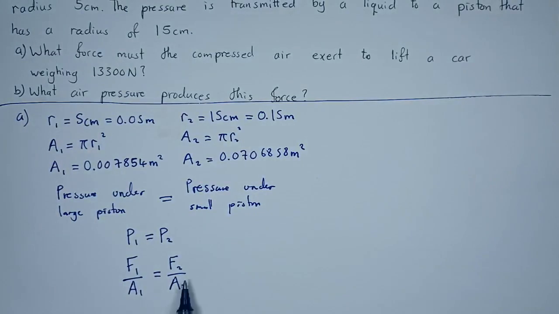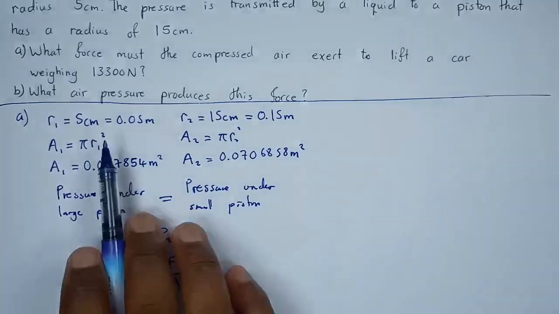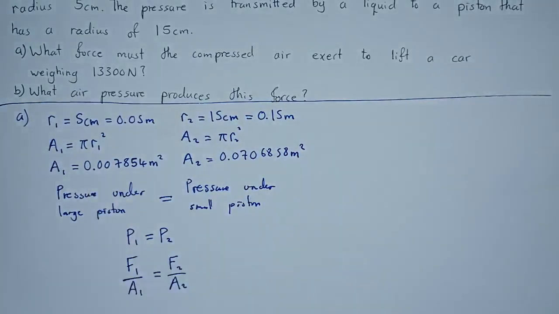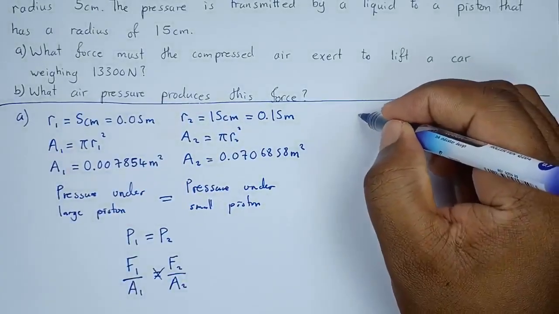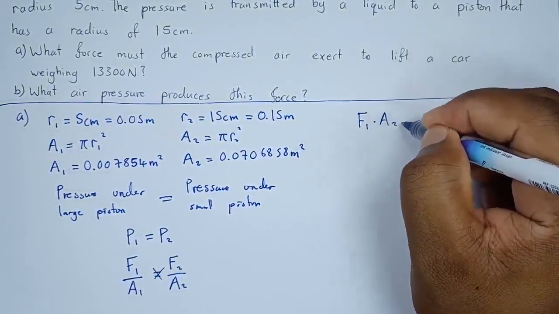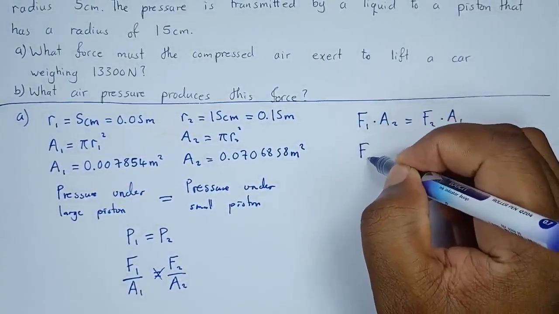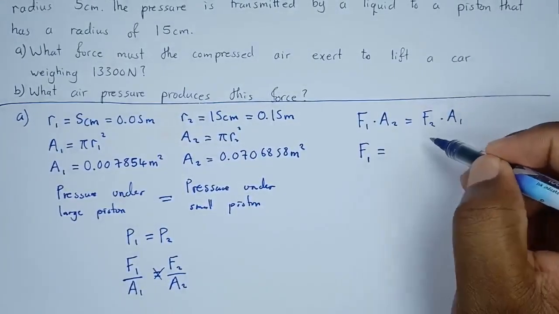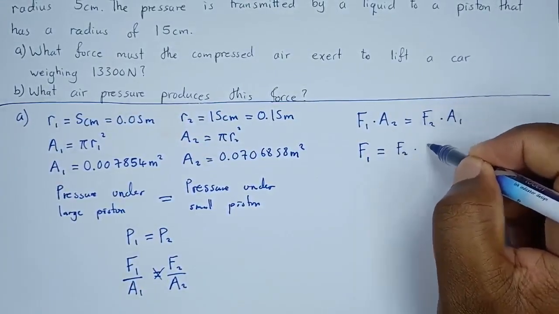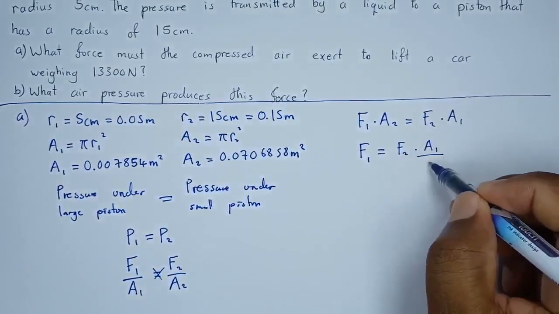Since we're looking for force 1, remember, F1 is the force exerted by the compressed air, while F2 is the weight of the car. A1 is the area of the small piston, while A2 is the area of the large piston. If you look at the two radii, that confirms the ratio of the small area and the big area. From there, we can make F1 the subject of the formula. To do that, we cross multiply. We obtain F1 times A2 equals F2 times A1. So F1 equals F2 times A1 divided by A2.